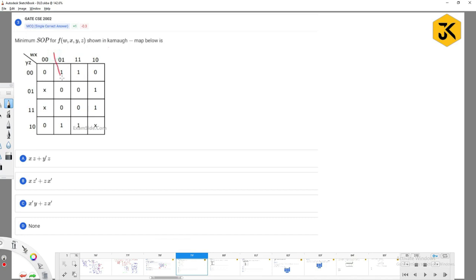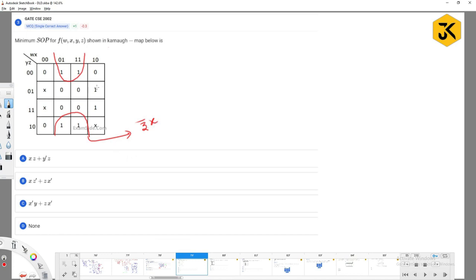So you have to get a subcube of size 4, right? What is the value of these two? Combine. So 0 is not changing, so you are going to get z bar. Here I think x is not changing, so you are going to get x.